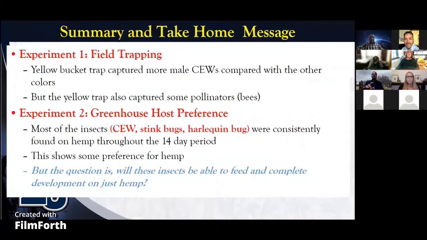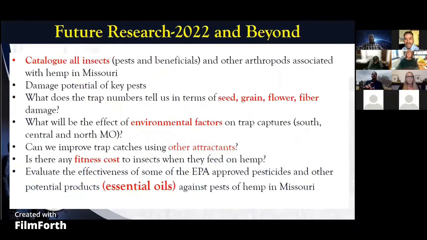So that's my take-home message: yes, of course, bucket traps, yellow bucket traps are doing well, but we need to be careful about pollinators. Greenhouse study is ongoing. And then future work in 2022, this year, what I intend to do is to also continue with the insect and other arthropods, the potential damage of the key pests.